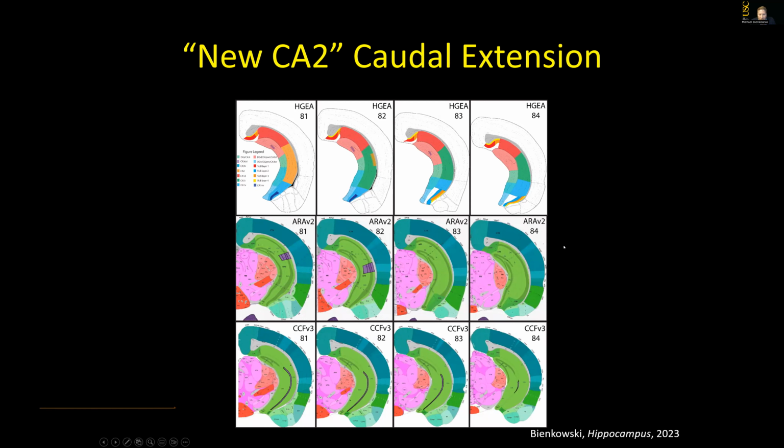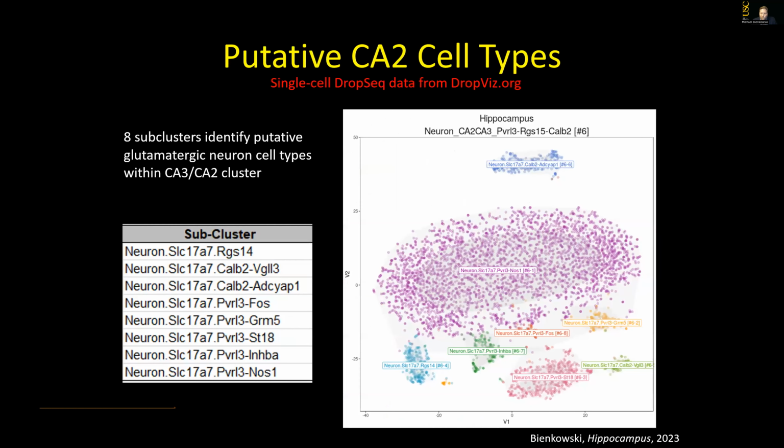So these are just important comparisons. I think a lot of people think, oh, well, we already know the boundaries of CA2, but really there's differences between atlases and what's used, and I want people to be aware of these differences when they analyze their data.